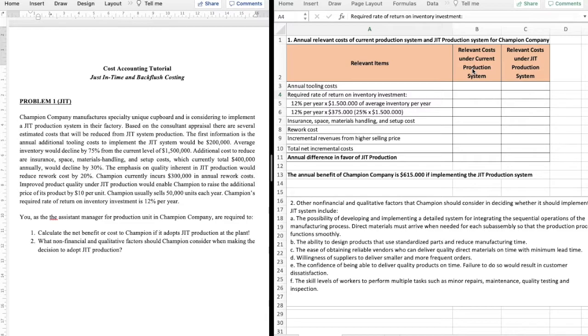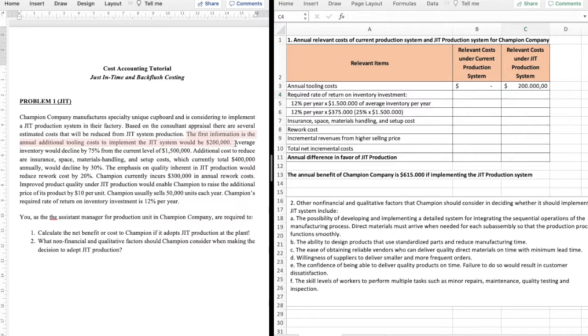And the second column is relevant costs under the current production system. And the third column is relevant costs under the JIT production system. Alright, so the first one is the annual tooling cost. This is from the first information: the annual additional tooling cost to implement the JIT system would be $200,000. So we can assume that the annual tooling cost in the current production system is zero because there is no information. And for the JIT production system it is $200,000.